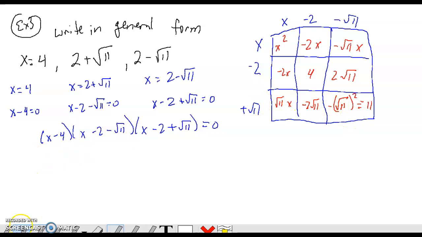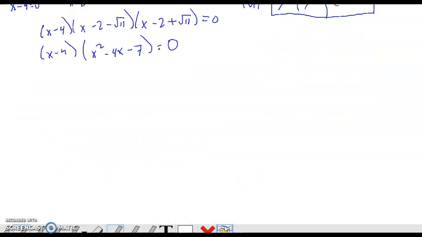All right, so I'm going to come back here. So this will be x minus 4, and then x squared. These will make minus 4x. And then these will cancel each other out. These will also cancel each other out. And then 4 minus 11 should be negative 7. I'm going to keep it equal to 0. That's fine. And I'm going to do this one more time.